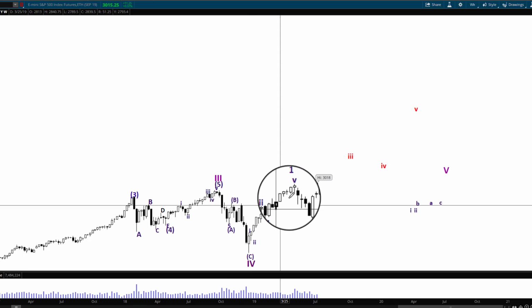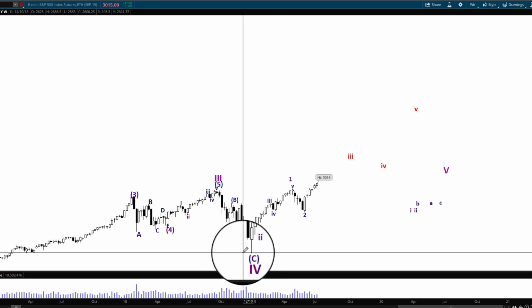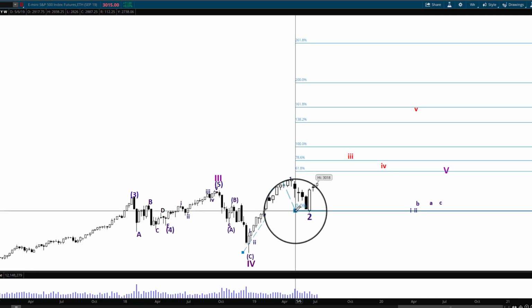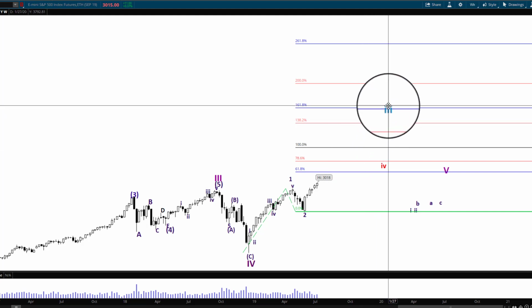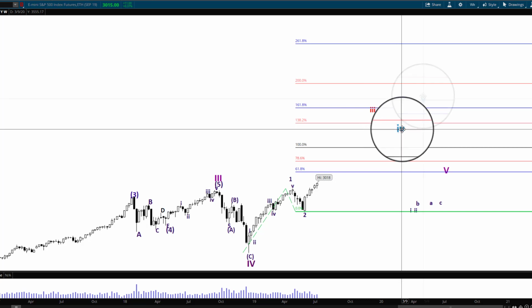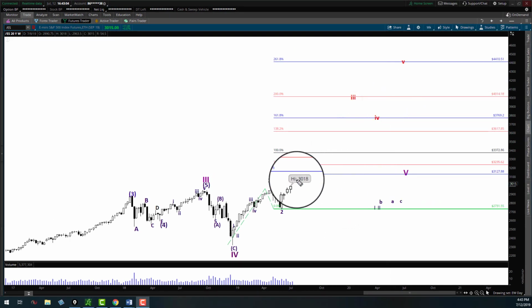So let's just take a measurement from wave 1, from the bottom of wave 1 to the top, and bring it down to the bottom of wave 2. Wave 3 could come all the way up to 161.8. 4 would be slightly below it. 5 could be here. For the bear case, we could end somewhere up here and correct.